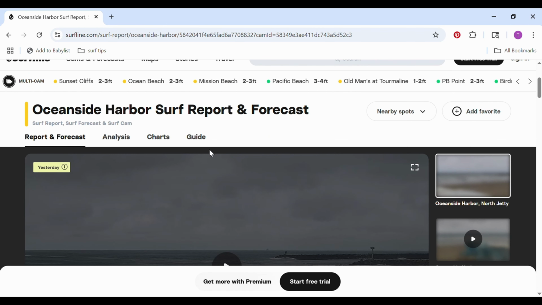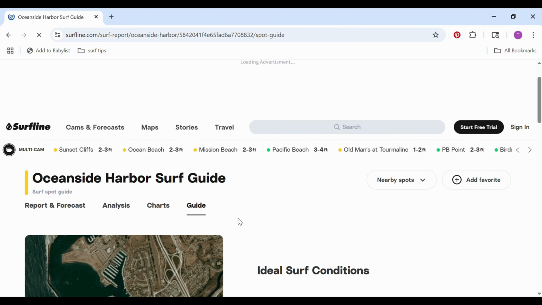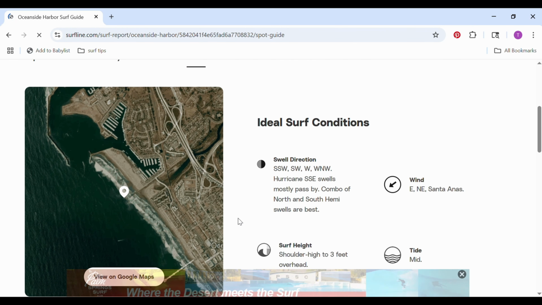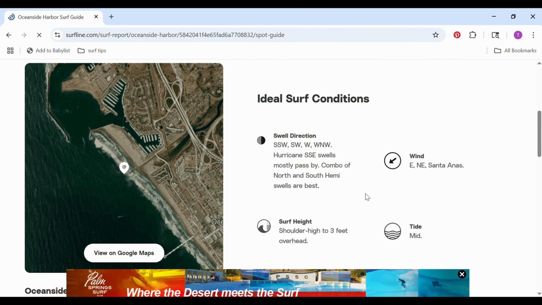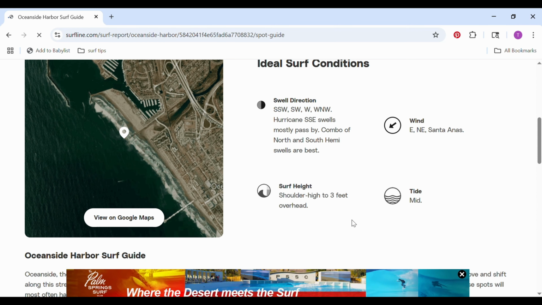to be able to get a little surf session snuck in when you can. If we scroll all the way back up to the top of the page, we will see a little tab called guide. This can be really helpful if you haven't surfed a beach very much or you're just getting into surfing. This really gives you a good amount of basic information on the spot, gives you an idea of the ideal surf conditions, the swell direction, the wind, the tide, and the height of the waves that tend to be best for the spot that you're trying to surf.